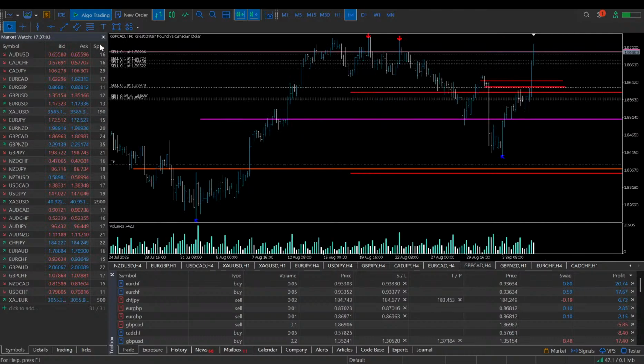Alright, GBP CAD is struggling anyway, but I do believe that it's going to struggle and it's going to come down.